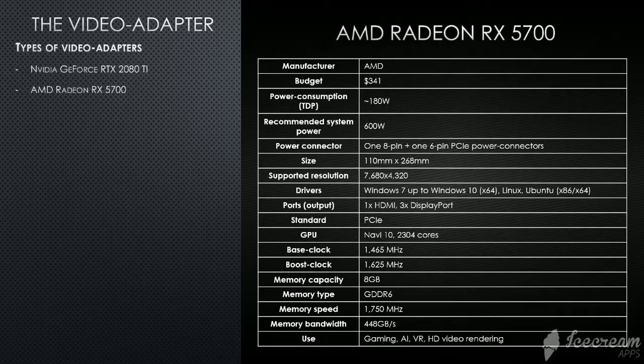The base clock is 1465 MHz and the boost clock is 1625 MHz. The memory capacity offered by this adapter is 8 GB and the memory type is GDDR6, which is by far the fastest. The memory speed is 1750 MHz, the memory bandwidth is 448 GB per second, and the use is pretty much the same: gaming, AI, virtual reality, HD video rendering, and so on.